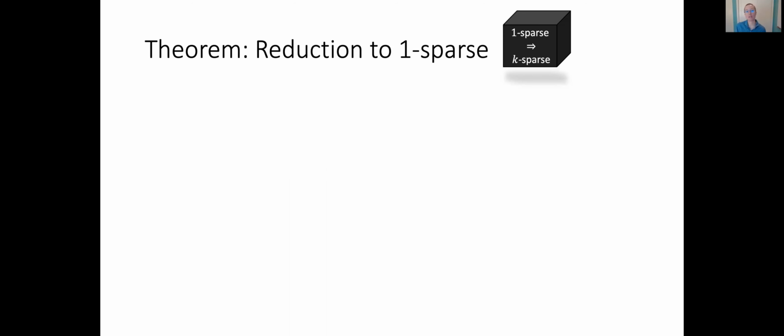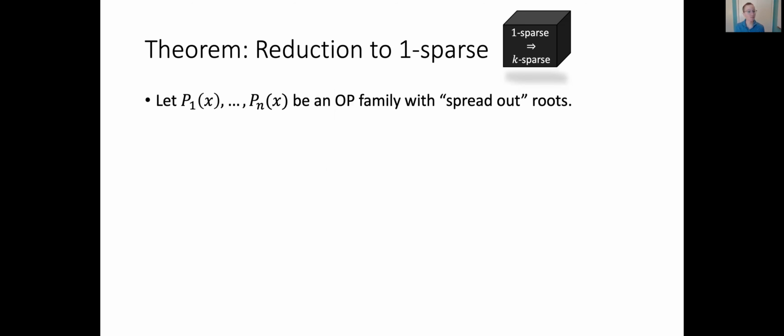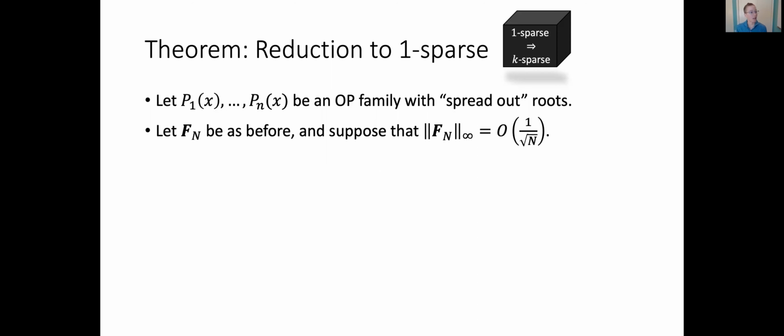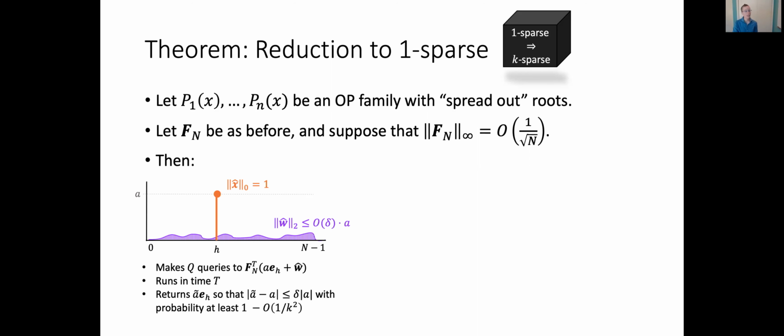Right, so here's the theorem for the reduction from the one-sparse case to the k-sparse case. Suppose that P1 through Pn is an orthogonal polynomial family with reasonably spread out roots. This is a mild assumption which does hold for these polynomials. Then if Fn is this orthogonal matrix that we had before, let's assume also that it doesn't have any entries that are too large. For example, let's suppose that each of its entries is on the order of 1 over square root n. Again, this does hold for Jacobi polynomials. Then the conclusion is that if you have an algorithm that solves this problem, here's the one-sparse problem: x hat just consists of a single spike of height a, and I have some noise, which is not too big.